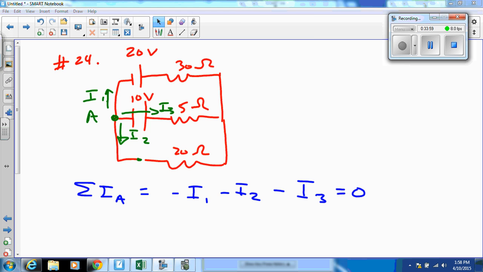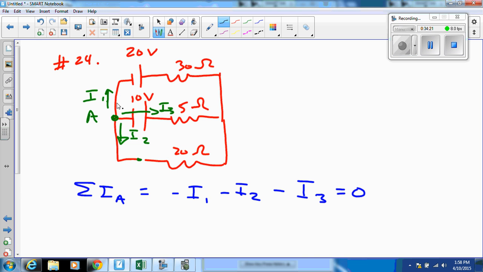Now that I've got my node equation, where do I go from here? Another equation. Where am I going to get it from? I need a loop. That's exactly it. What should my loop be? Here, to here, to here. Sure. I may have misunderstood you, but that's okay. This will work.